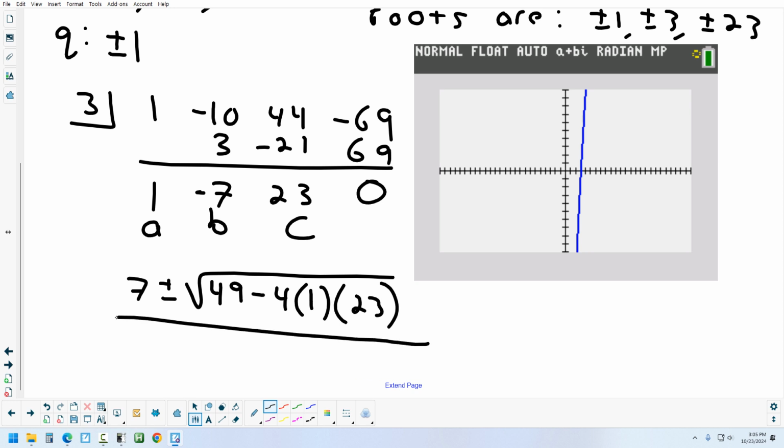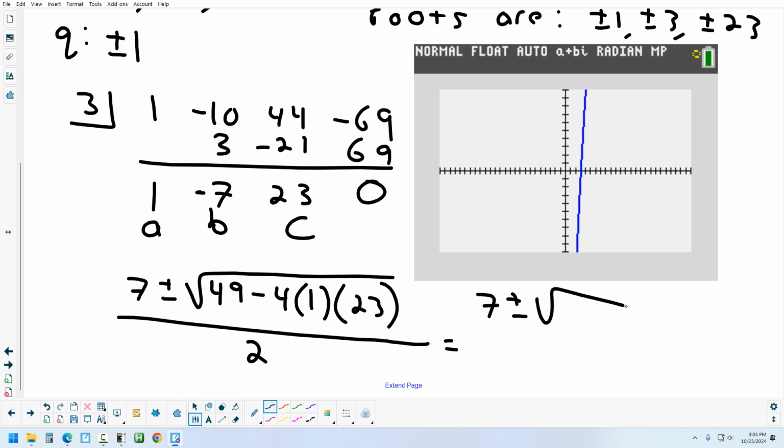And all of that is divided by? It's going to be 2. 2 times a. Yep. So let's do that out. 7 plus or minus the square root of 4 times 1 is 4. And 4 times 23, how much is that?